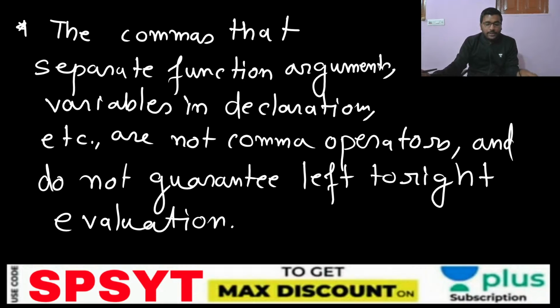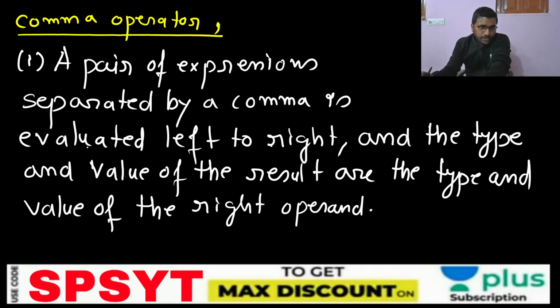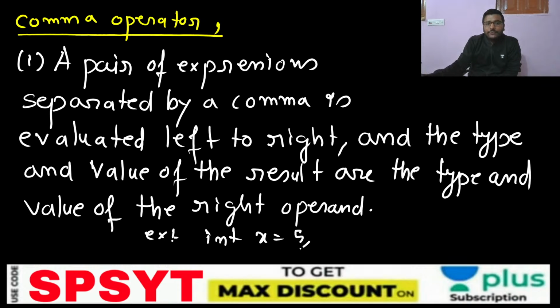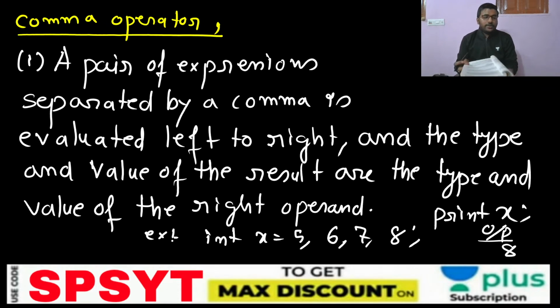Sometimes comma acts as an operator. So if you write a pair of expressions separated by a comma, it is evaluated left to right, and the type and the value of the result are the type and the value of the right operand. For example, if you write int x = (5, 6, 7, 8) and print x, the output will be 8, because the value and the type of the result are those of the right operand. You can try it at home, you will get that.